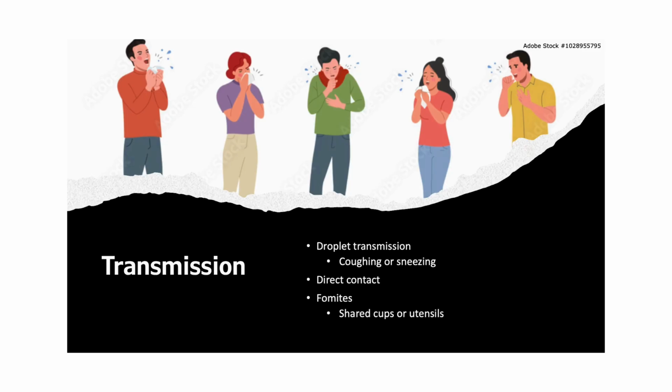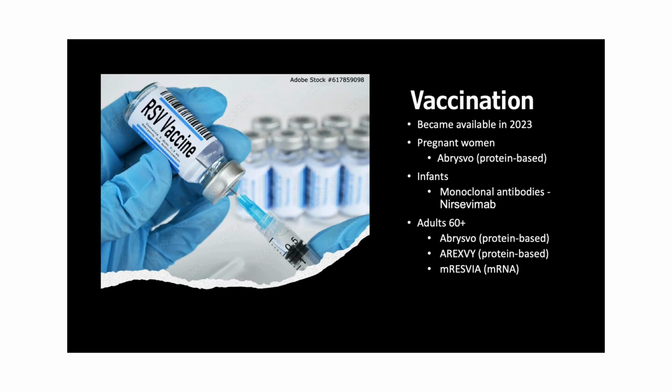RSV is spread in the same ways as the common cold. The most common forms of transmission are through direct contact, droplet transmission, and fomites. Direct contact can happen when kissing someone who is sick or touching their contaminated clothing. Droplet transmission happens when we come into contact with the droplets released when a person coughs or sneezes. Fomite transmission happens through the sharing of cups, water bottles, or utensils.